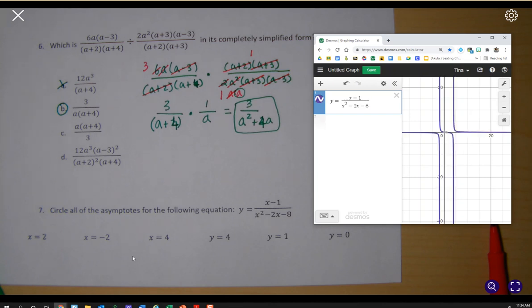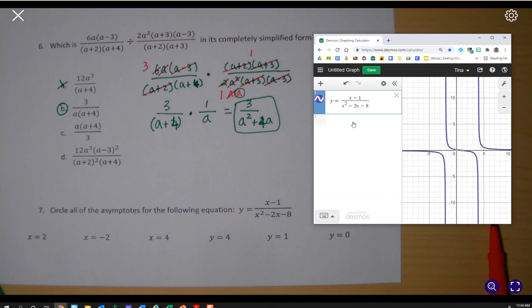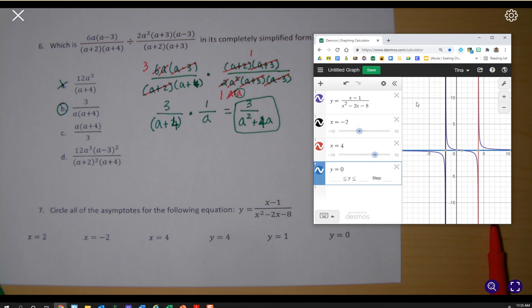Alright, so let's do the vertical. So there's 2 vertical asymptotes, right? So we're going to do x equals, let's say -2. That's 1, yeah. And the other one is x equals over here, which is 4. And then my horizontal is always going to be y equals, and there's only going to be 1. It looks like it's y equals 0. It's crossing the y-axis at 0. Yep.